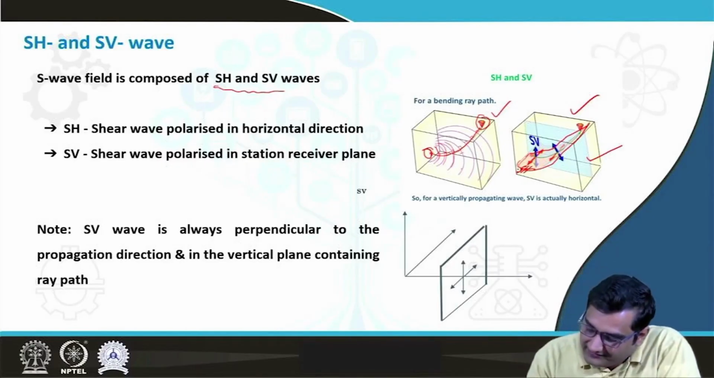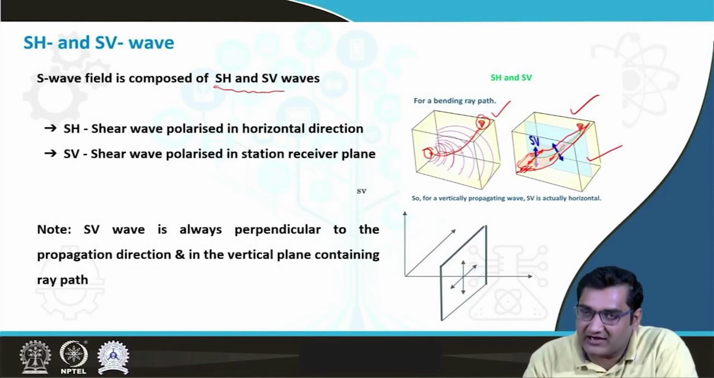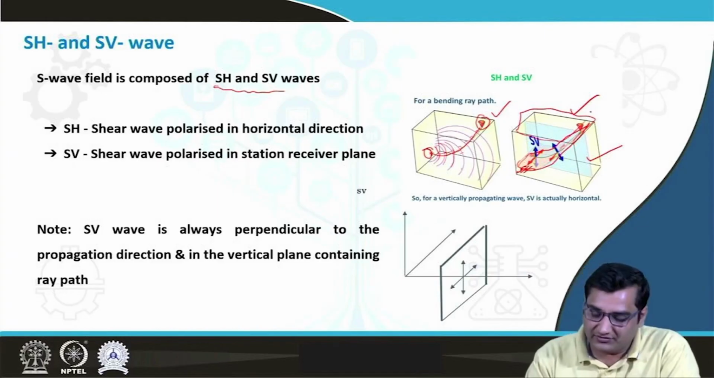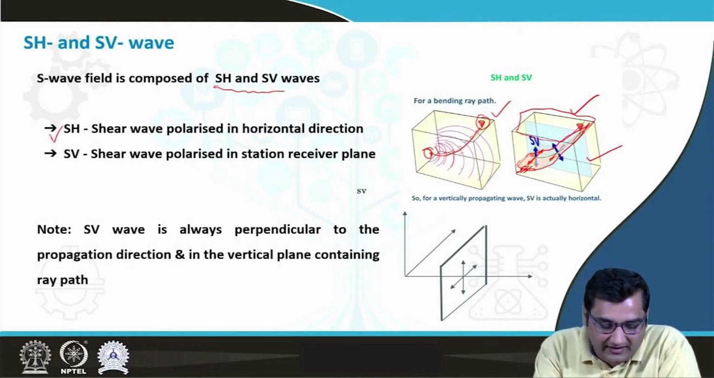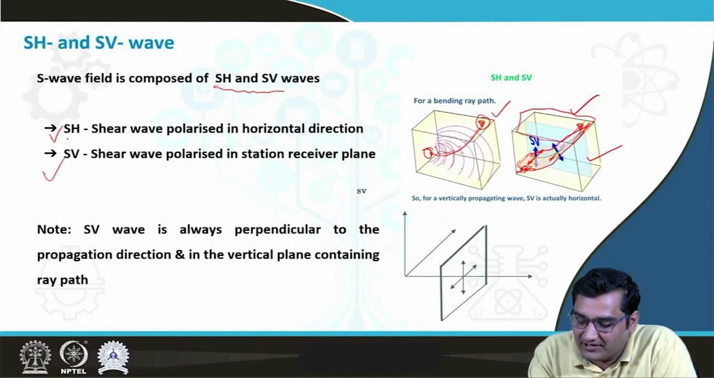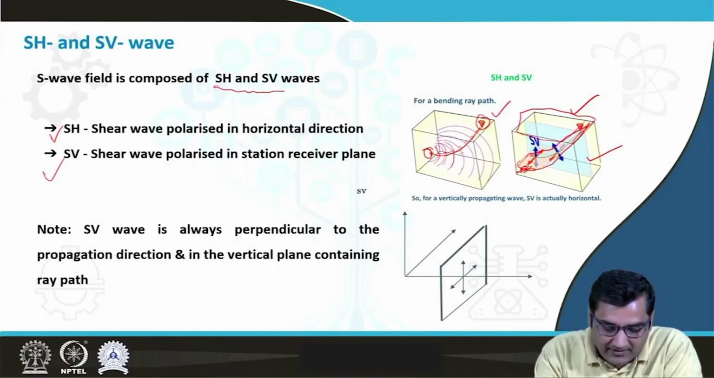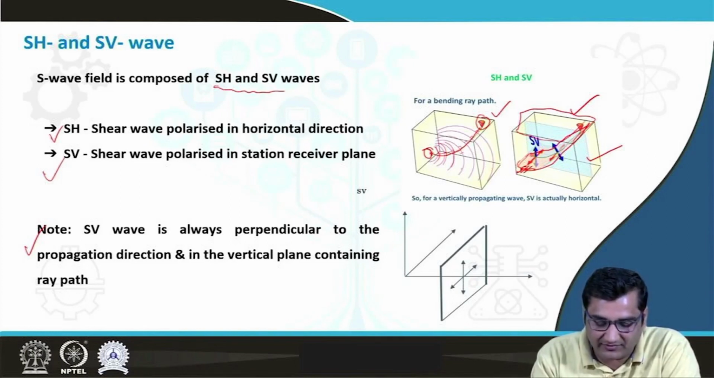As the wave is bending, this plane is also bending, but the SV wave motion is always perpendicular to this particular plane. Likewise, the SH wave motion is horizontal to the surface. This is the surface on the top, and this horizontal motion is always parallel to this surface. So the SH wave is always parallel to the surface, and the SV wave is always perpendicular to the plane that joins the source and the receiver. What we can note today is that the SV wave is always perpendicular to the propagation direction and in the vertical plane containing the ray path.